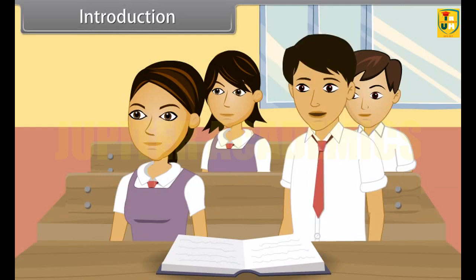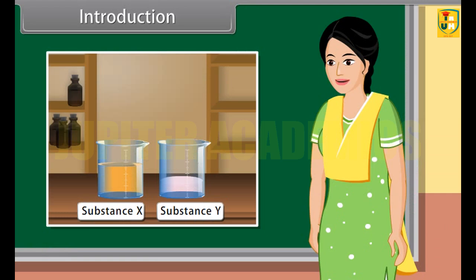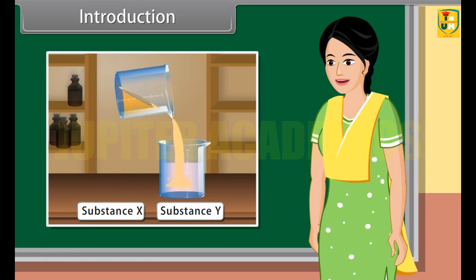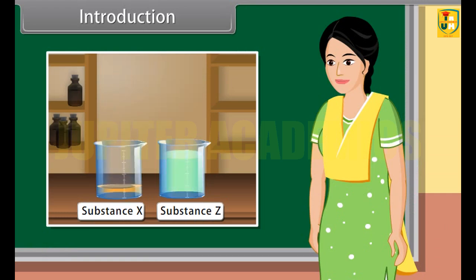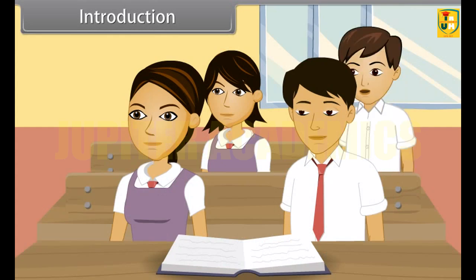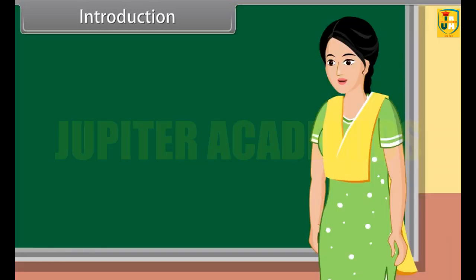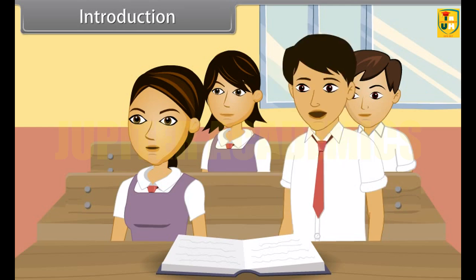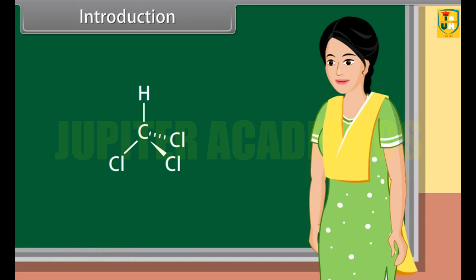Ma'am, what are the chemical reactions? A chemical reaction is a chemical change which forms new substances. And what are polyhalogen compounds, ma'am? Polyhalogen compounds are the carbon compounds that contain more than one halogen atom. Can anybody give an example? Yes, ma'am. Chloroform is a polyhalogen compound. Very good, Rohit. Now we learn more about chemical reactions of haloalkanes and haloarenes and polyhalogen compounds.